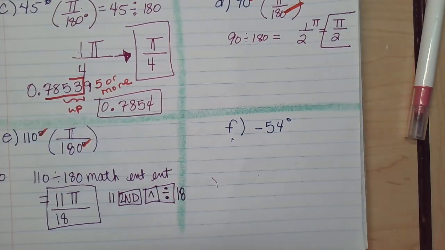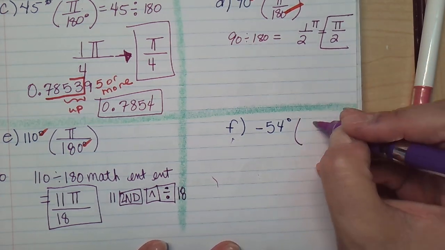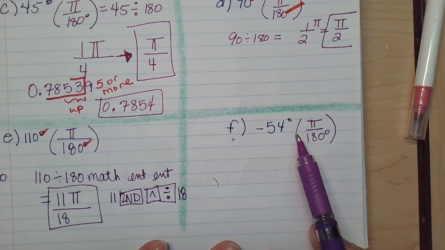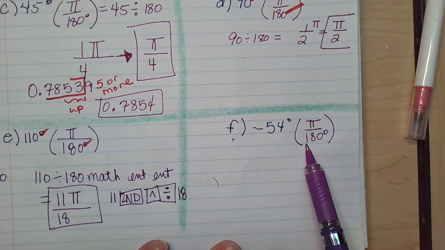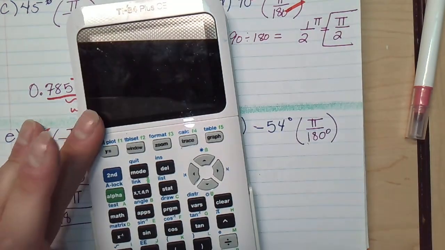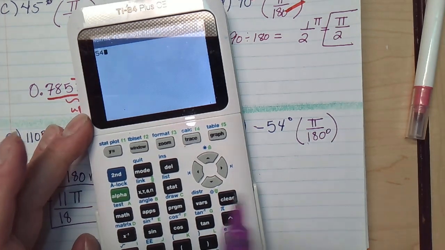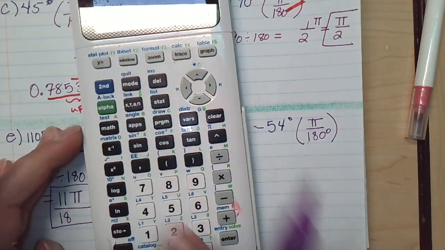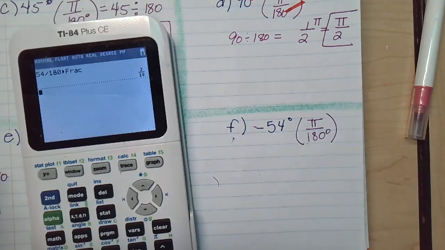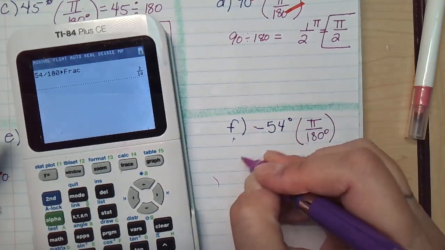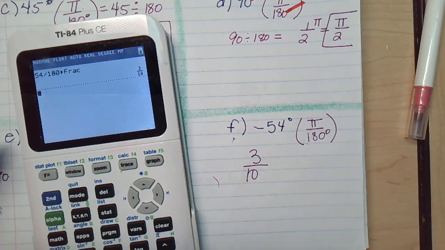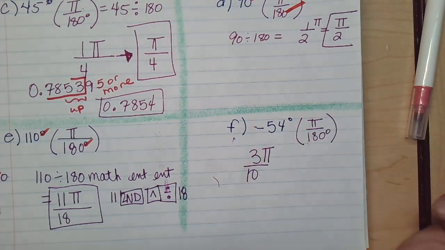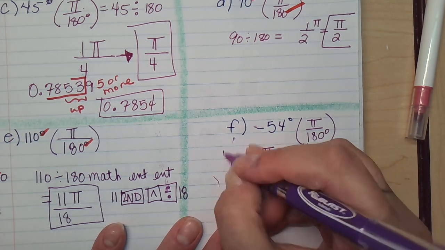Okay, let's look at F. Again, we're going to multiply by pi over 180. And then you can either try and reduce this in your head, or you can type it in your calculator. I'm just going to use the regular 54 divided by 180, math, enter. And that reduces to 3 over 10. And then you slap a pi on it. And because this one's negative, we're going to say it's negative.